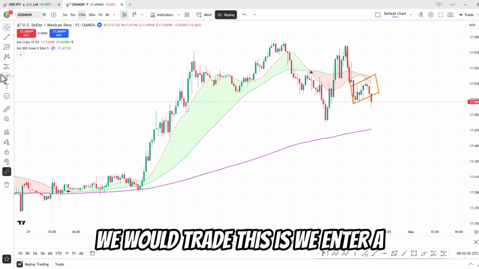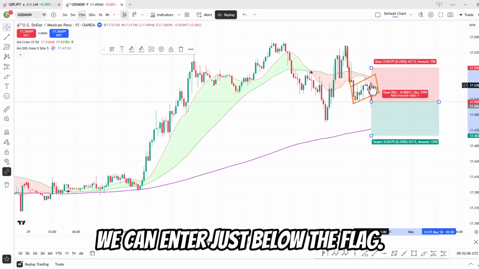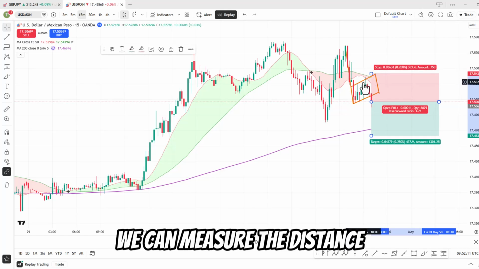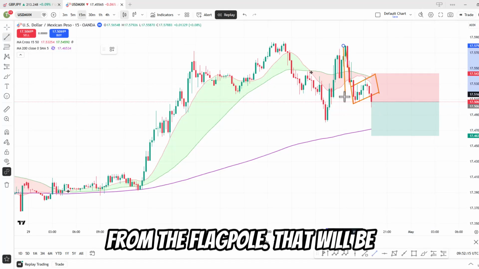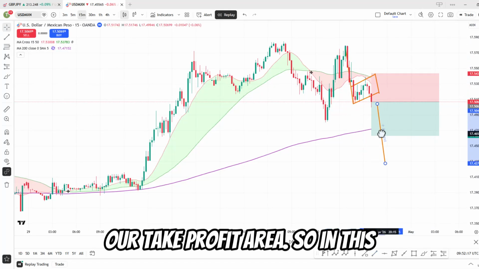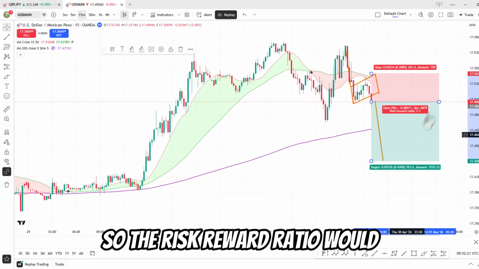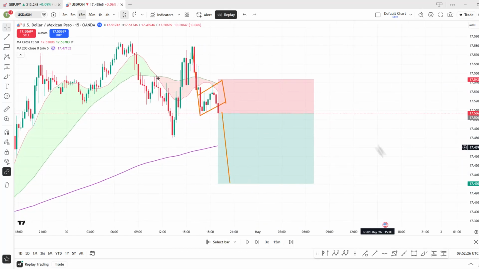The way we would trade this is we enter a short position. We can enter just below the flag, stop loss above the flag. We can measure the distance of the flagpole. That will be our take profit area. So in this case, we could move it like this. So the risk reward ratio would be about 2.1.